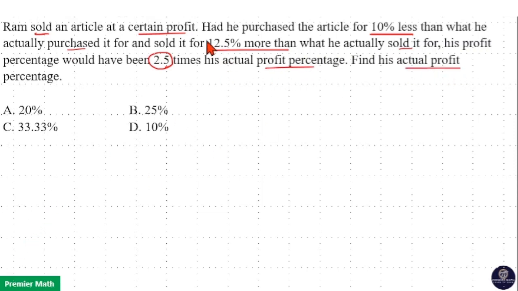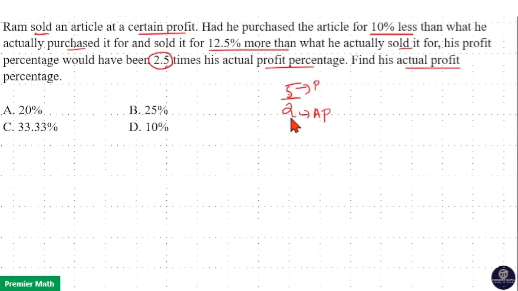Here, variation in sell price and cost price is equal to 12.5% plus 10%, which is equal to 22.5%. So, this 22.5% causes this 2.5 times increment in actual profit percentage. That is 2.5 times means 5 by 2. So, 2 part as the actual profit percentage and 5 part as the present profit.